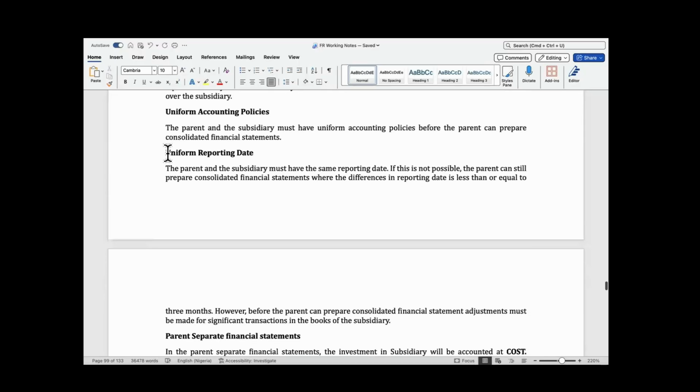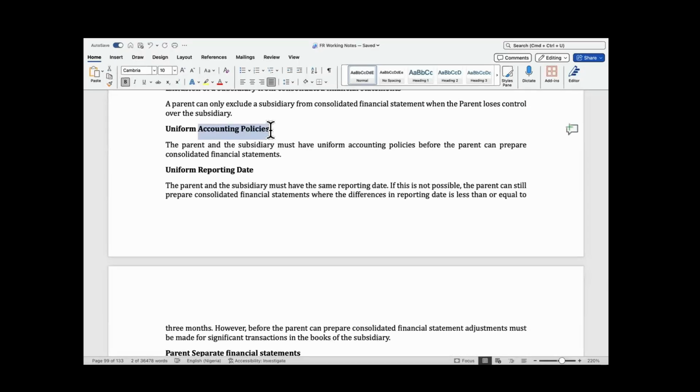Also, you need to have the same accounting policies with all your subsidiaries before you can consolidate. If this is not possible, you need to make adjustments to the subsidiary's accounts so that they are ready for consolidation. But primarily, there has to be uniform accounting policies. The same thing applies to year-end. The parent and subsidiary must have the same year-end. Again, if it's not possible, you can still consolidate if the difference between your year-ends is less than or equal to 3 months.